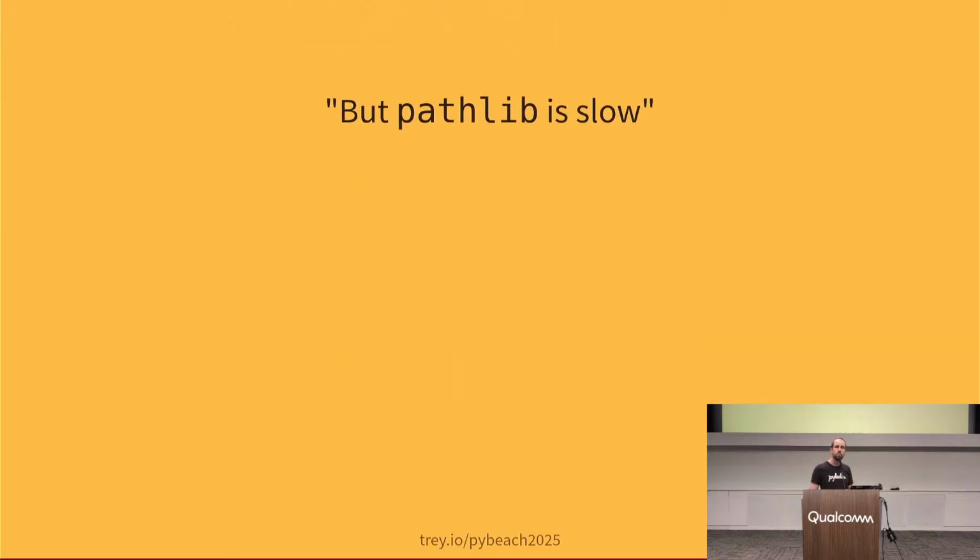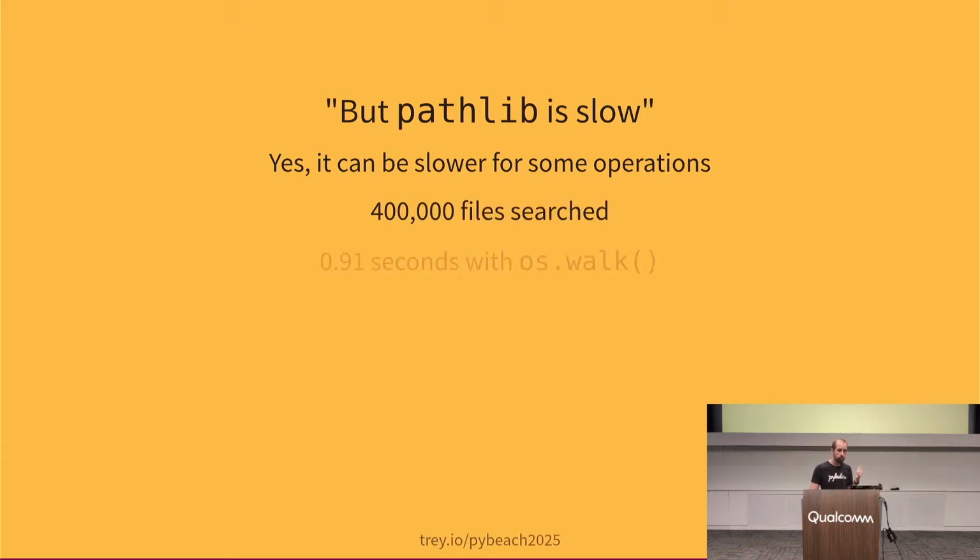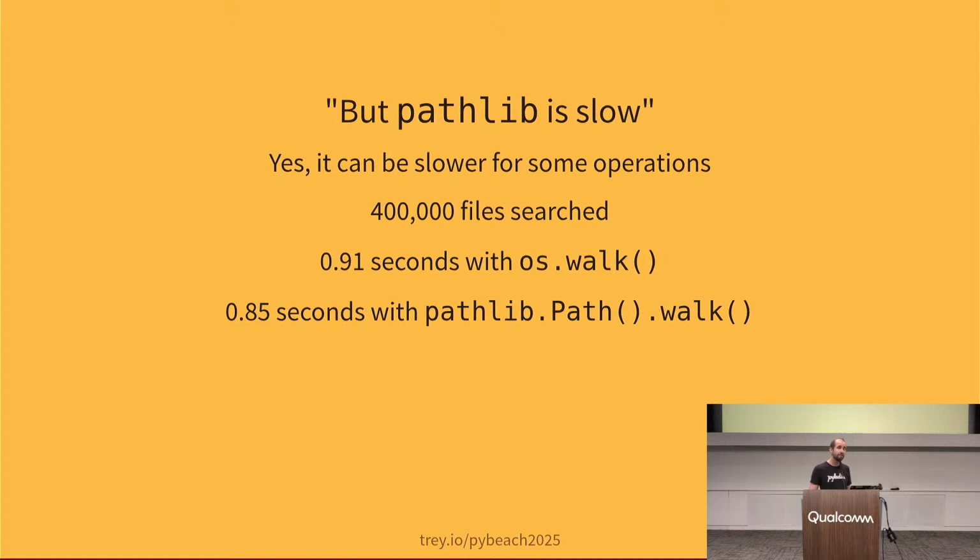Pathlib is slow. It is true that Pathlib can be slower for some operations, but readability is sometimes worth a small performance penalty. So I searched 400,000 files with os.walk and with the pathlib walk method, and Pathlib wasn't any slower. Except the walk method on pathlib objects deliberately returns strings, which is a little bit of a cheat because strings are more performant than path objects.